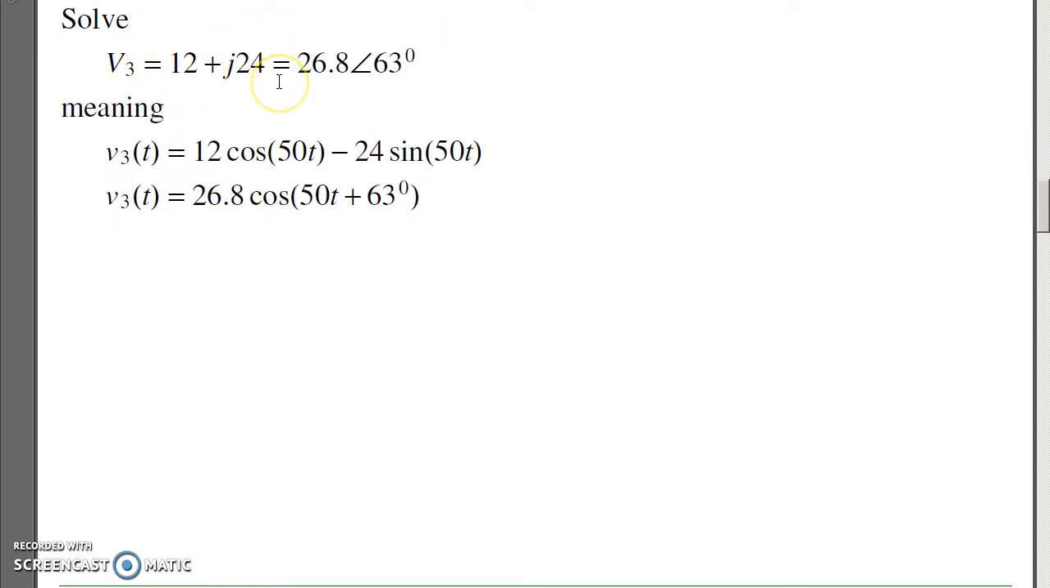Solve, and you get V3 is a complex number, 12 plus J24. What that means is V3 is 12 cosine 50t minus J24, or minus 24 sine 50t. Again, the real is cosine, minus J is sine. If you prefer polar form, then the amplitude is times cosine shifted by 63 degrees. Either form is correct.